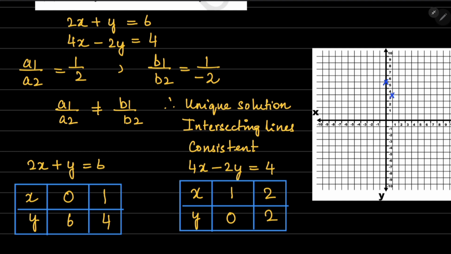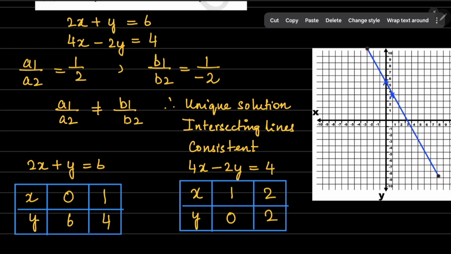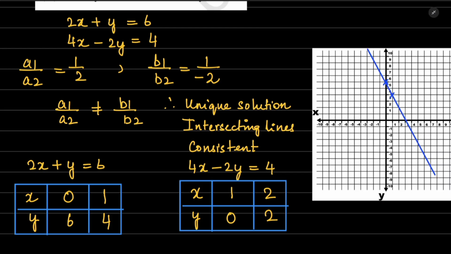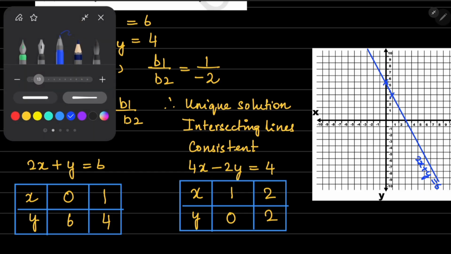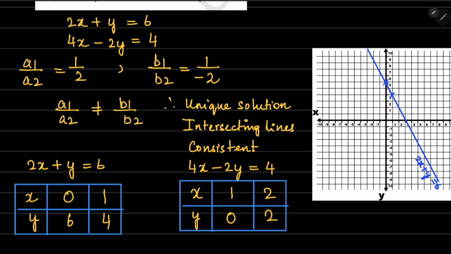This is your first equation. So let's draw it. This is your first line. Okay, and let me write the equation. What is the equation? 2x plus y equal to 6. This is your first line. The second one is 1 comma 0. Okay, so where is 1 comma 0 is here and 2 comma 2 is this point.